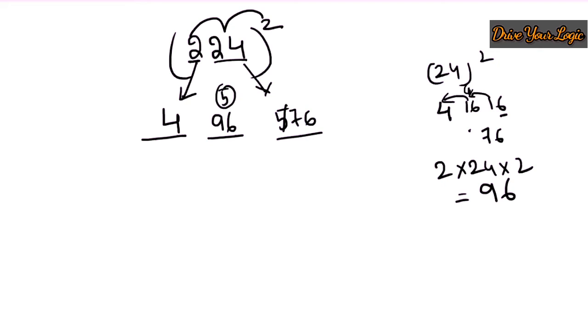So while writing the answer, what will you write down? 6 will be here, 7 will be here, 96 plus 5. So 101. So 101, what will you write down? Only 2 digits. So 0, 1 and 1 will be carried here. So 4 plus 1, that is 5. So 50176. It's very easy.